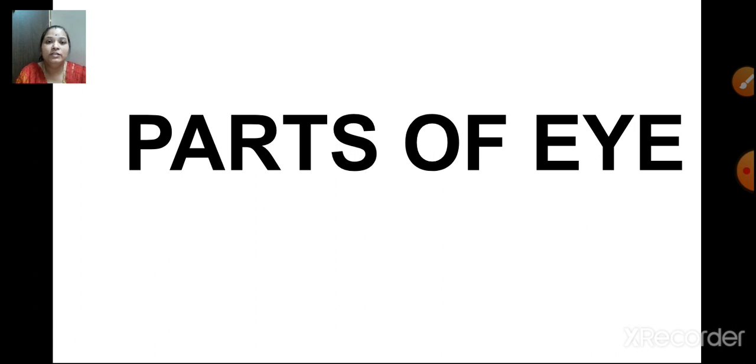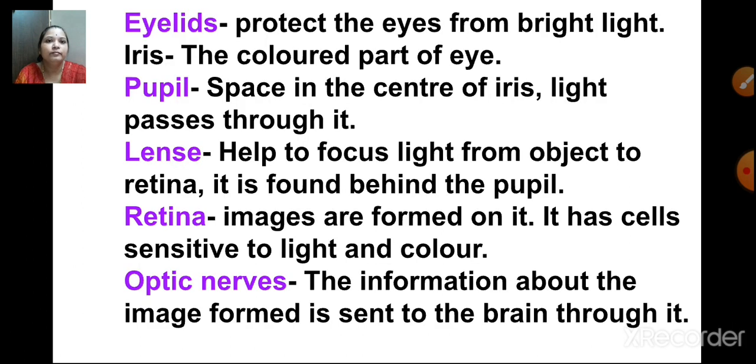Now we are going to discuss the parts of the eye. Eyelids, as we saw in the picture. What is the use of eyelids? The eyelids protect the eyes from the bright light and dust, etc.